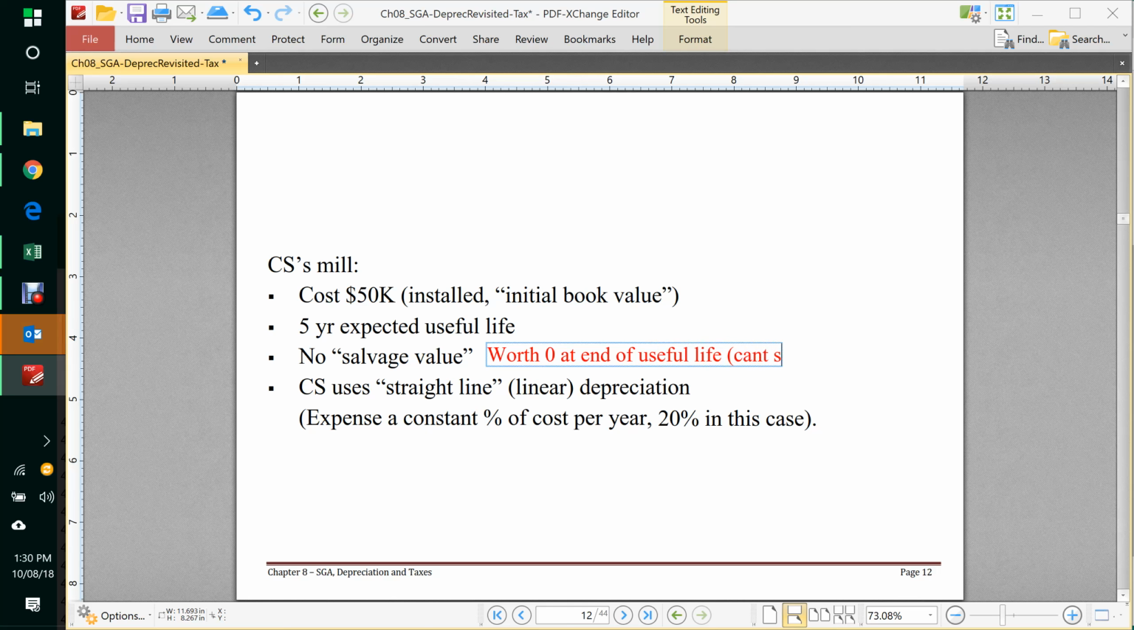They can't resell it, etc. Okay, it's just going to go down to zero. Okay, and they use straight line depreciation. That's all we're going to use for anything in this class. So if it's 5 years, they're going to whittle away 20% of the value every year.